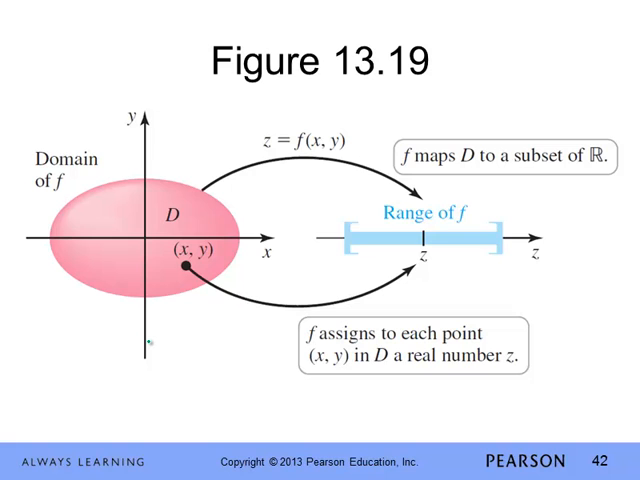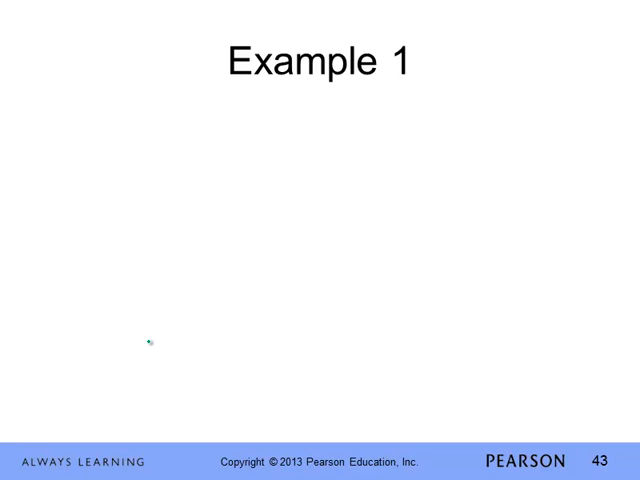It could be that the domain is the set of all values of x and all values for y. Or it could be that it's just right along some line, or maybe it excludes a line on the xy plane, maybe it's a half plane, maybe it's some circle or disk or whatever on the xy plane. Let's do an example real quick.